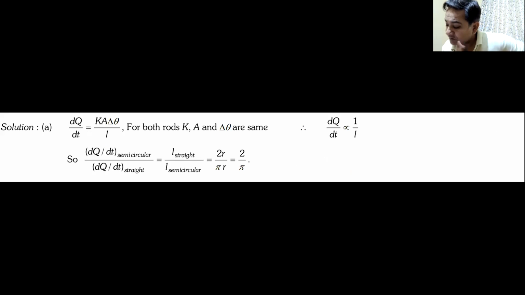Let us see how the solution is given. Basically, we have to find the ratio of heat transfer. So dq by dt is K A into delta theta by L. Yes or no? So now do we have the answer? This delta theta is same in both cases. Yes or no? This K is same in both cases. Yes or no? This area is same in both cases. Yes or no? So then this comes, yes or no?